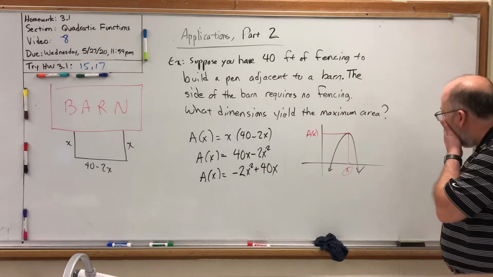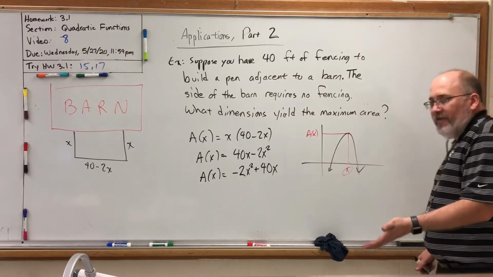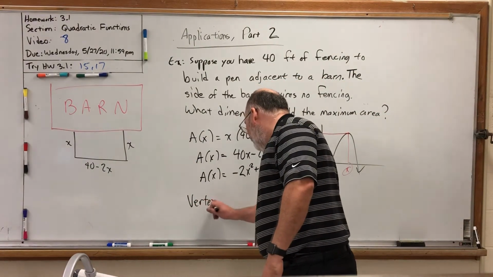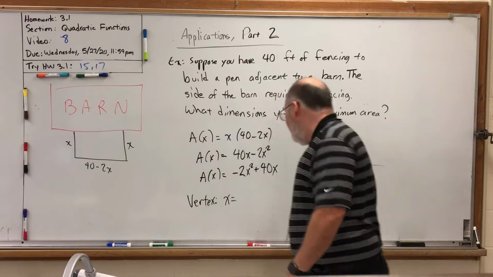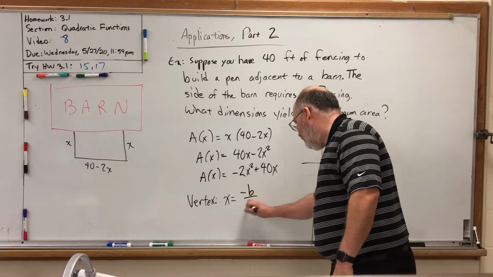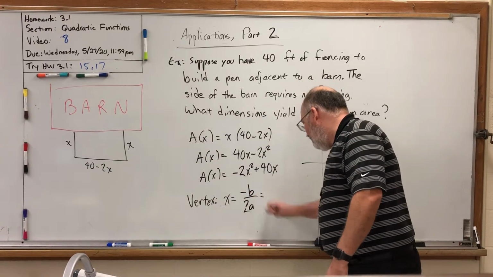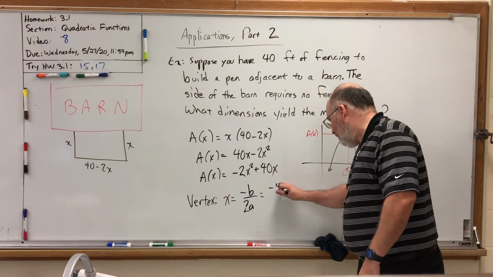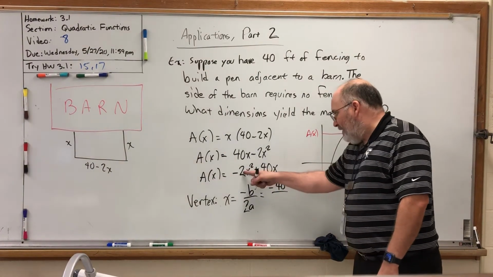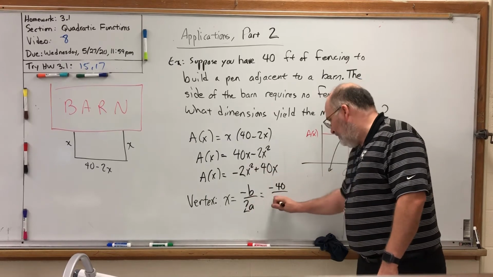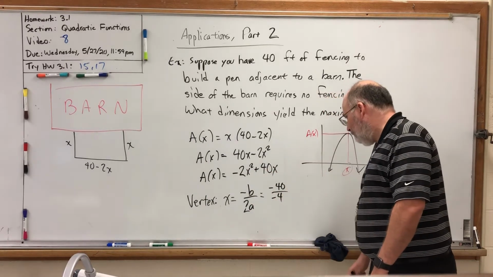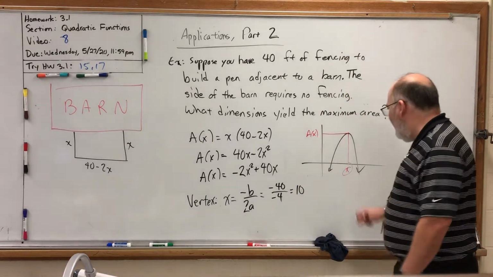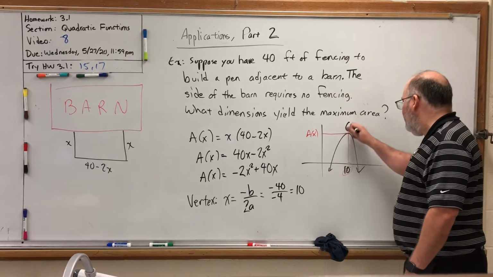So, how do we find it? The same way we find a vertex anytime, when your function is in general form. The formula for the x-coordinate is negative b over 2a. Well, the b is 40, and so stick a negative on it. The a is negative 2, so double it to get negative 4. Negative 40 divided by negative 4 is 10. And right away I know that this vertex is going to be at 10 comma something.